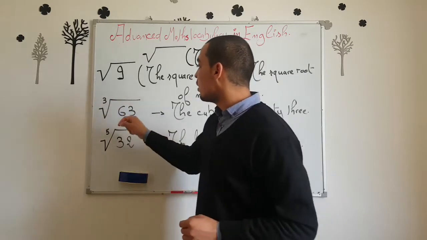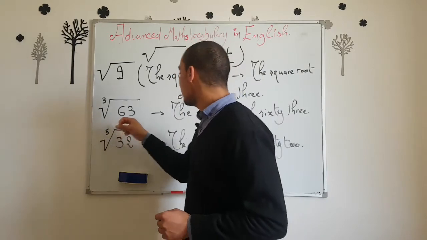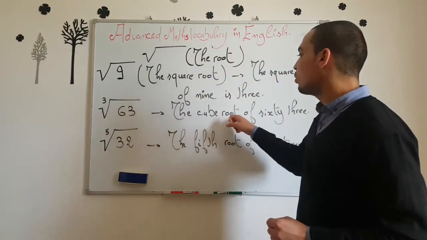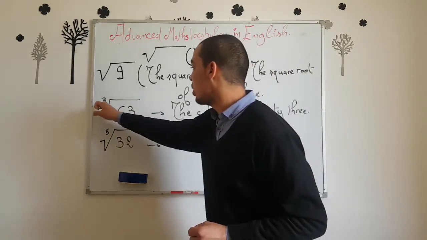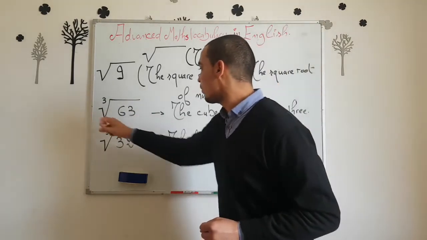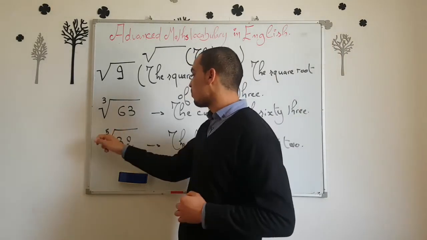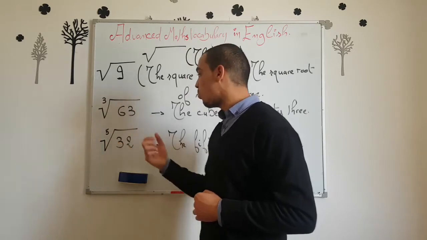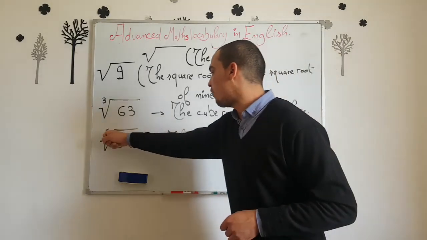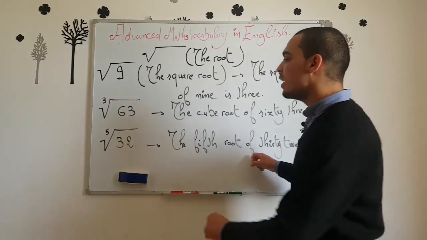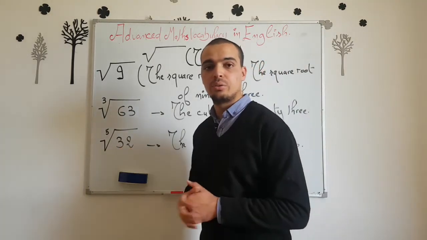However, when you find a small 3 at the top of the root, it means the cube root, and it is read as the cube root of 63. And when you find a small 5 at the top of the root, it is read as the 5th root of the number. So the 5th root of 32.